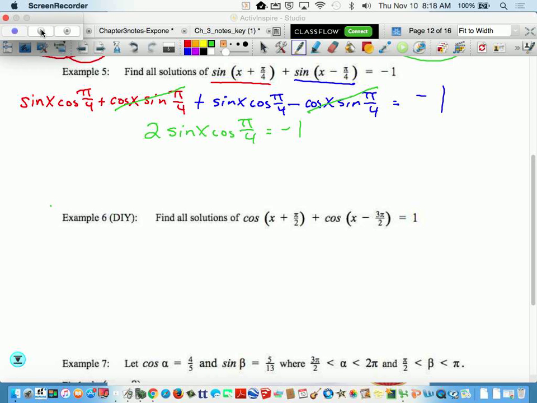This is just like yesterday. What is the cosine of pi over 4? It's... wait, oh, divide by 0.